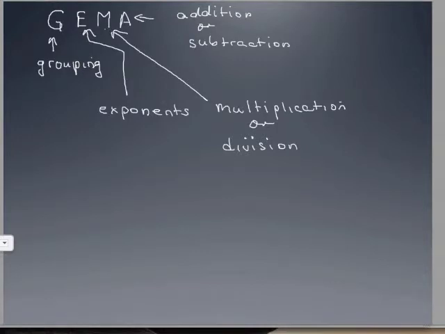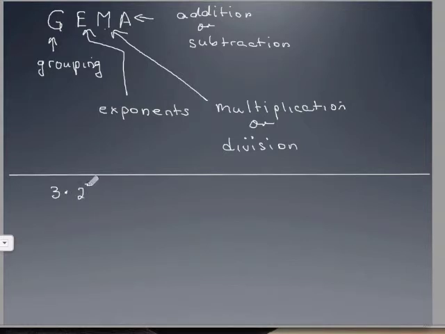Very good. Let's go ahead and do some problems now. We will start out with some very simple problems and then build it up to something a little more complicated. How about this? 3 times 2 squared plus 3. Again, I want to do the exponent first, so I will go 3 times 4 plus 3. The second operation is multiplication. So I will go 12 first plus 3, and then my final answer is going to be 15.